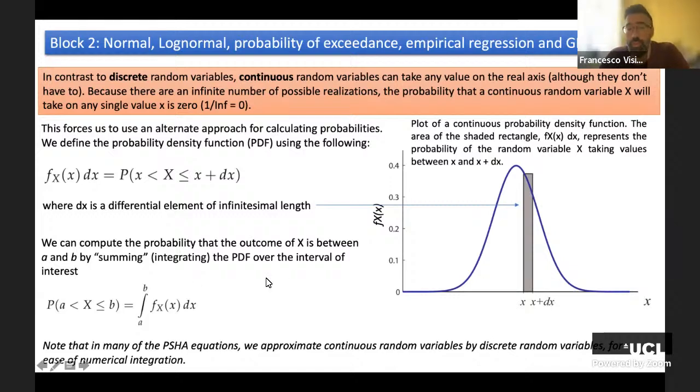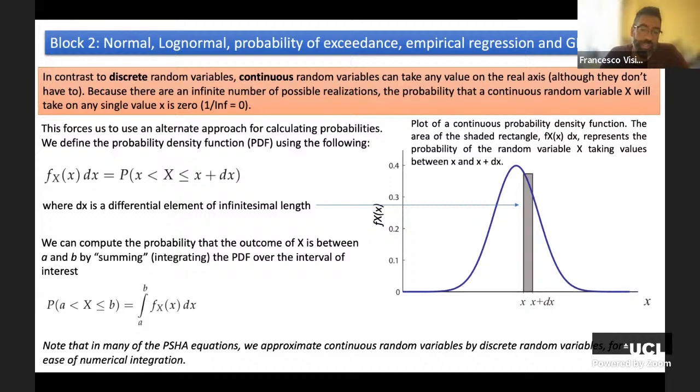This is a very important concept because we can compute the probability that the outcome of x is between any two values a and b just by summing. The correct term is integrating the probability density function over the interval of interest. So the probability that x will take an outcome between a and b is given by the integration of my probability density function over the interval.